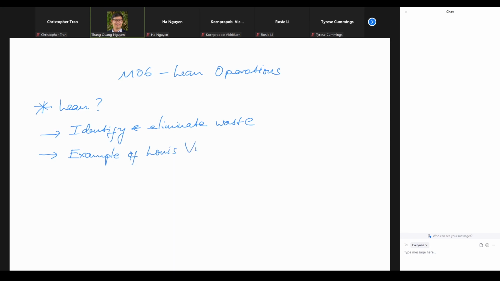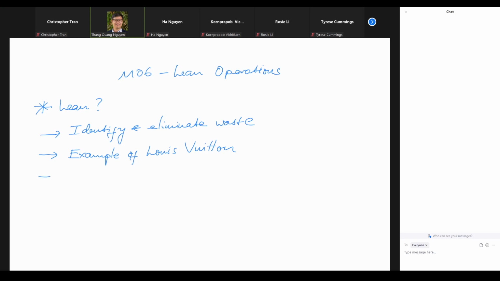Louis Vuitton, right? They produce a handbag, right? Luxury handbags. So they drastically change the production process. And for that, they can significantly reduce the waste in the system, right? So that's a very clear example of lean operations right there.